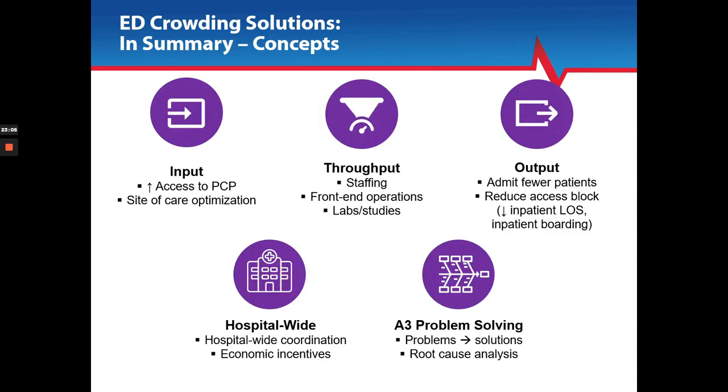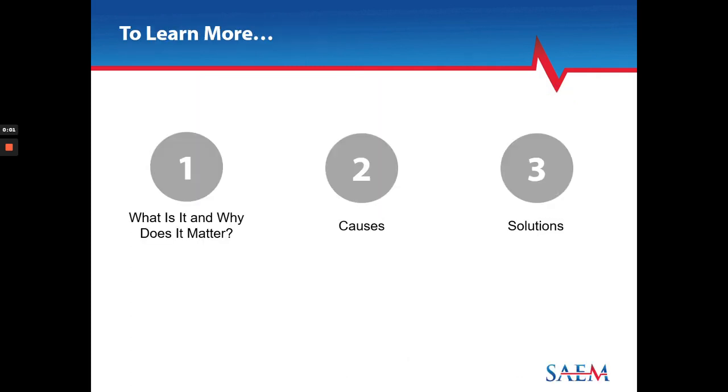So overall, we discussed 4 categories of drivers for ED crowding: input, throughput, output, and hospital-wide factors, along with interventions to target each of those categories. We also discussed the importance of using A3 problem solving or other systematic approaches to identify local root causes of ED crowding and selecting those interventions that actually address those root causes. So that was Module 3.